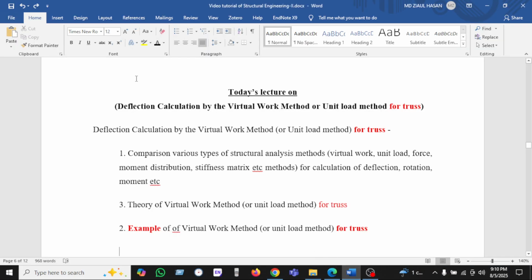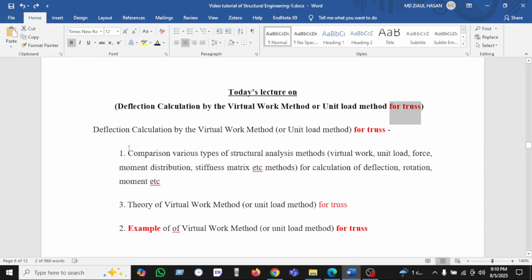Everyone, today I'm going to deliver a lecture on deflection calculation by the virtual work method or unit load method for trusses. So it will focus only on trusses. So the lecture will have some content.